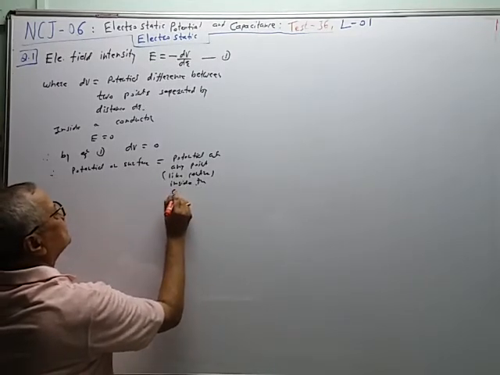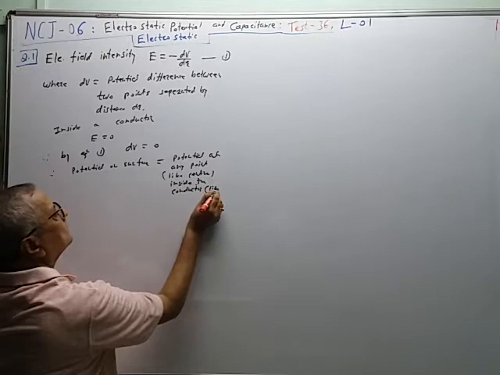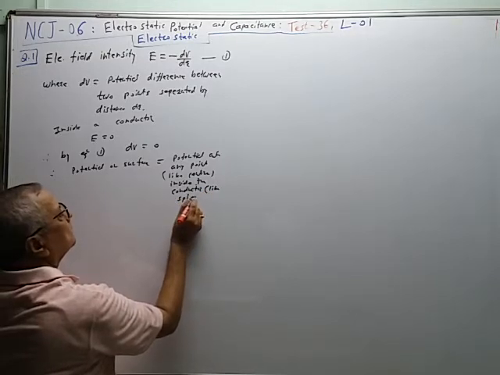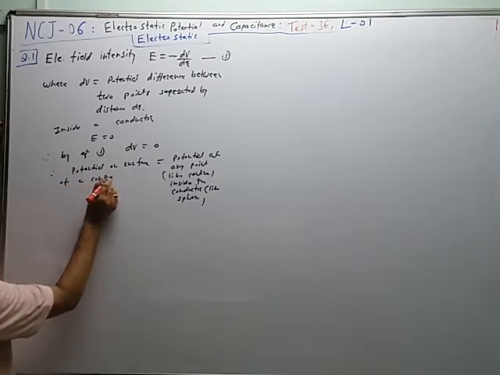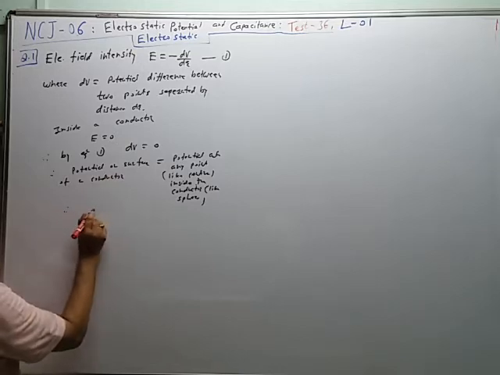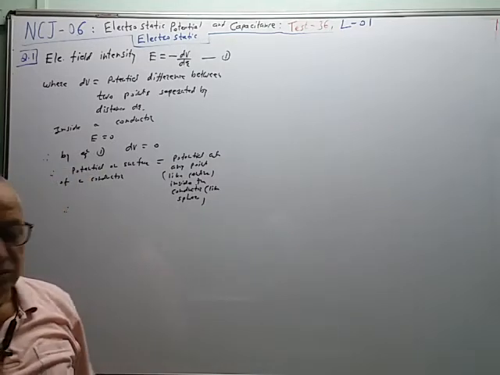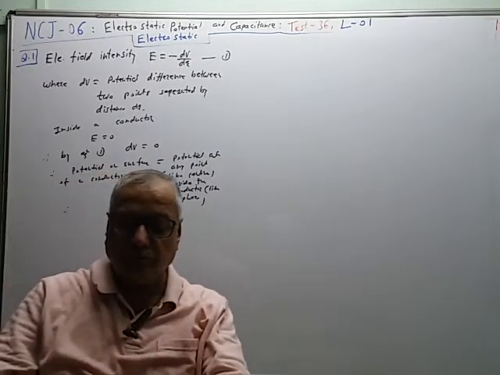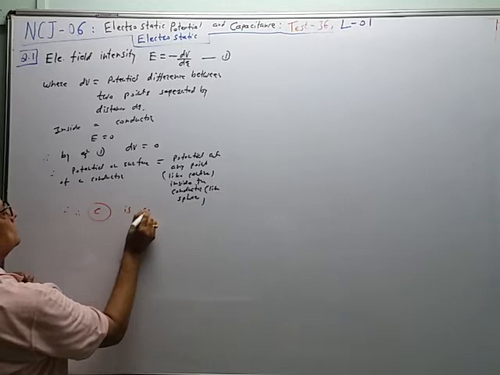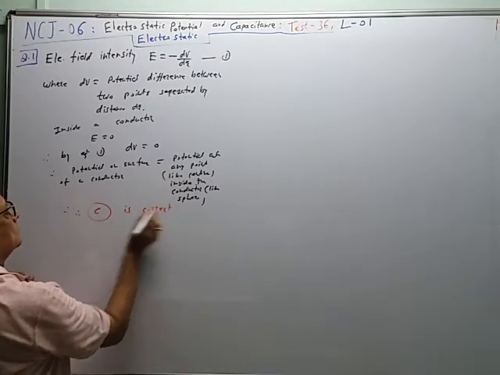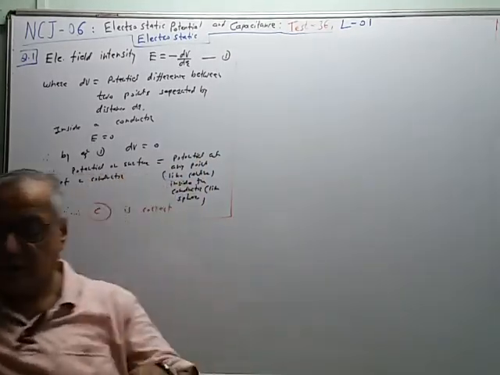inside the conductor. The shape of the conductor can be anything, like a sphere. Potential on the surface of a conductor, and therefore C choice is correct. Therefore, C choice is correct.